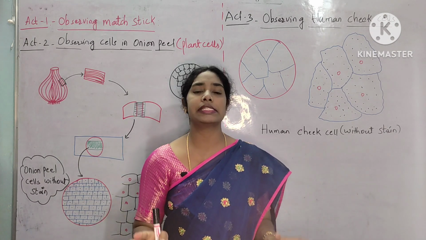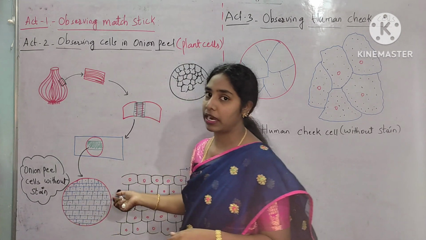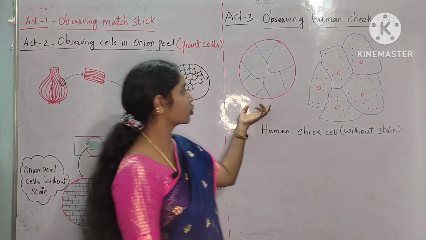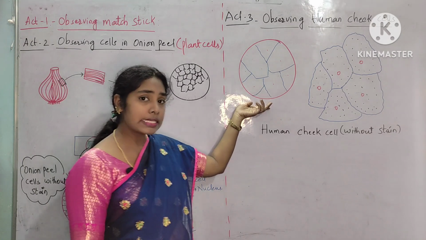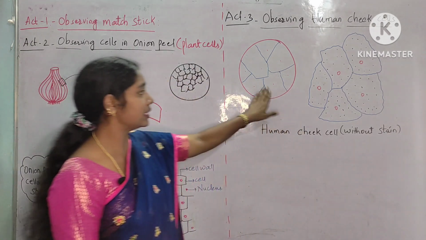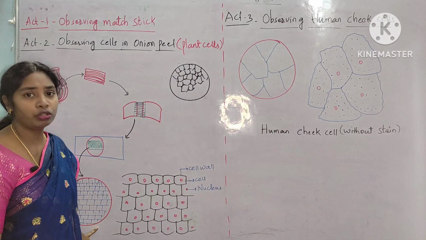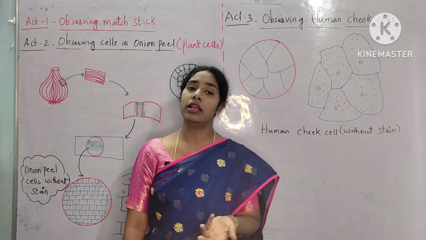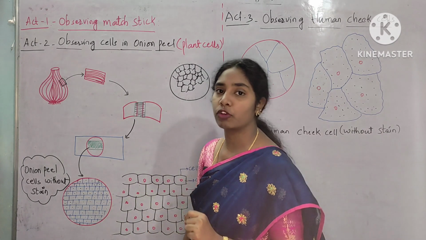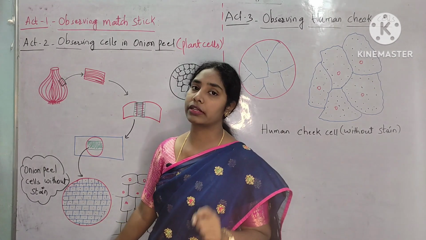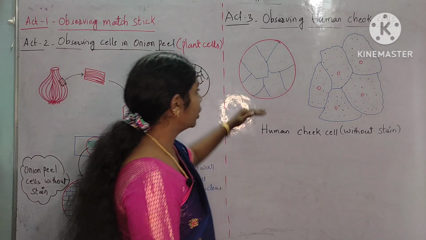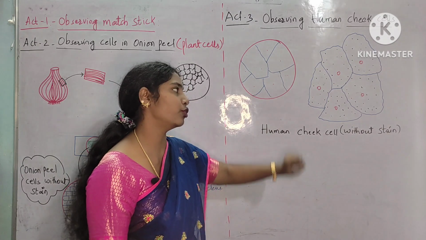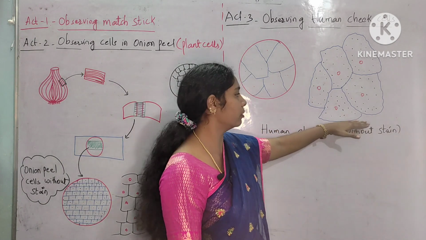We didn't use any stain here. Even in the case of a plant cell or an animal cell, we can observe without any stain. Then if you observe under the microscope, the cells will be like this. Is there any similarity between this shape and this shape? No. Animal cells have irregularly shaped cells, whereas plant cells are mostly rectangular. So the human cheek cell under the microscope will be something like this. Then when you draw it in your notebook, it will be like this.